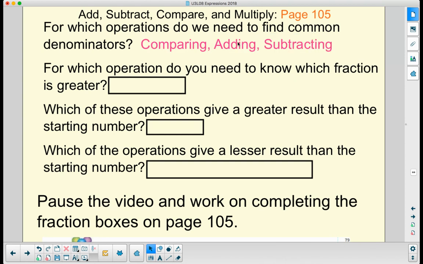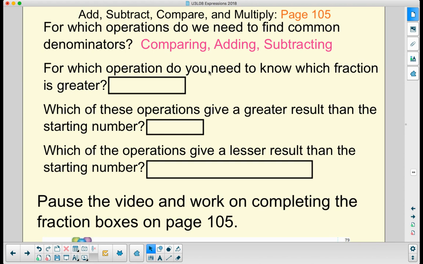For comparing, adding, and subtracting. Well, of course, adding and subtracting. Comparing, sometimes we do. There are other ways using your benchmarks and things like that for comparing fractions, but you can always compare fractions by getting a common denominator. Once you get a common denominator, all you have to do is compare your numerators because your unit fraction is the same size.